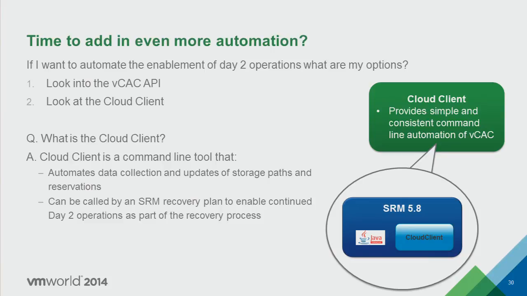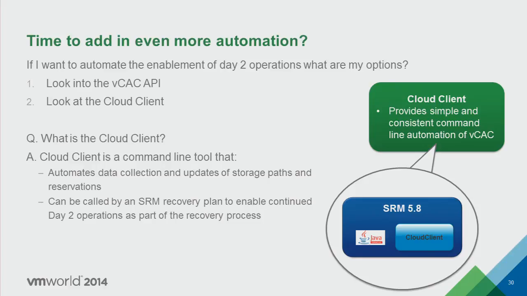In your recovery plan, you then inserted another call-out step, which goes back to Cloud Client and tells it, now the VM is on and it's running, it's powered on, can you do one more thing for me? Can you actually go and change the reservation in this VCAC server that's over here? And again, there's verb-based commands that you just embed in that call-out step.